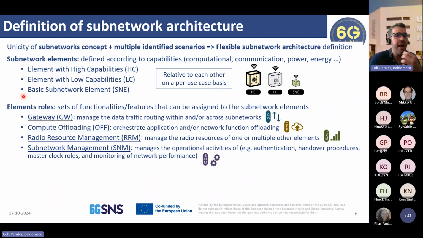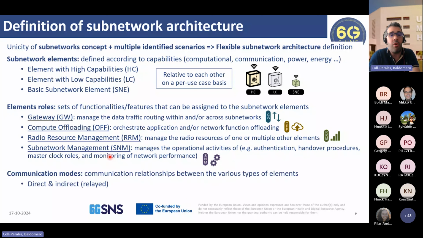And we have also defined families of functionalities and features that can be allocated or assigned to the subnetwork elements, including gateway functionalities for managing data traffic and routing the data, the compute offloading functionality for orchestrating and performing function offloading, the radio resource management functionality, and a key one, the subnetwork management, that allows to manage the operational activities within the subnetwork in an effective and efficient manner.